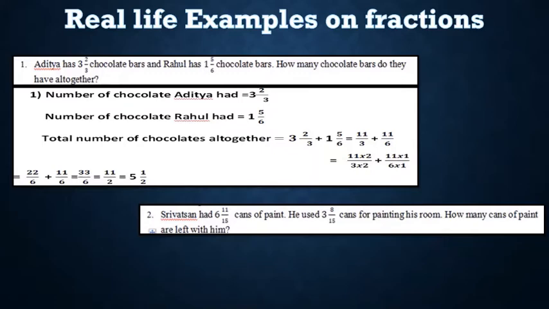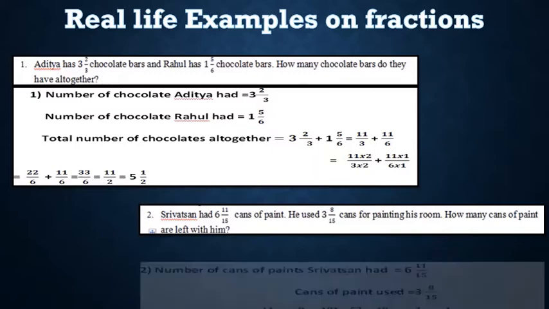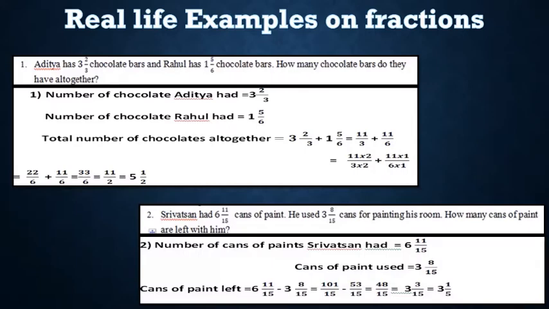We just need to convert them into improper fractions, subtract them, and if necessary, we'll convert them from improper fractions back to mixed fraction. So our first statement will be number of cans Srivatsan had, which is 6 11/15. The cans of paint Srivatsan used, which is 3 8/15. So therefore, the cans of paint left is equal to 6 11/15 minus 3 8/15. 6 11/15 is equal to 101/15 and 3 8/15 is equal to 53/15.